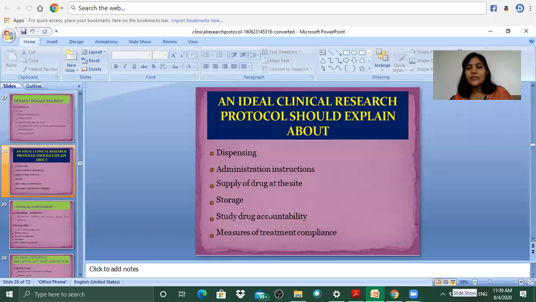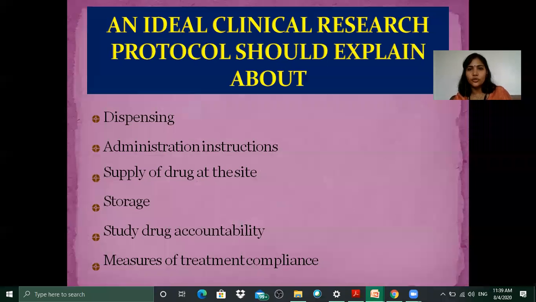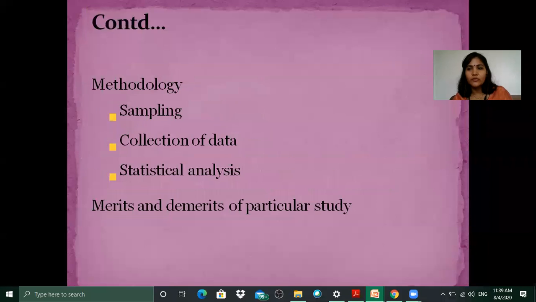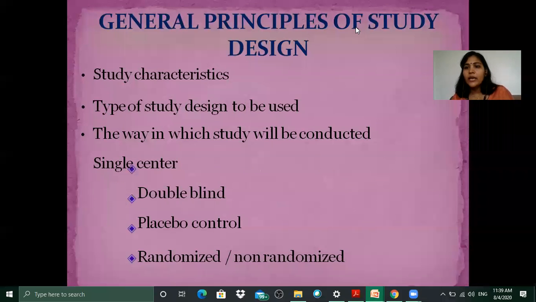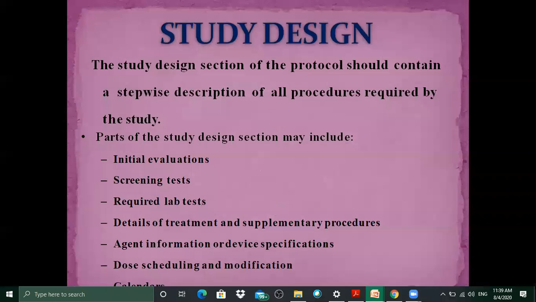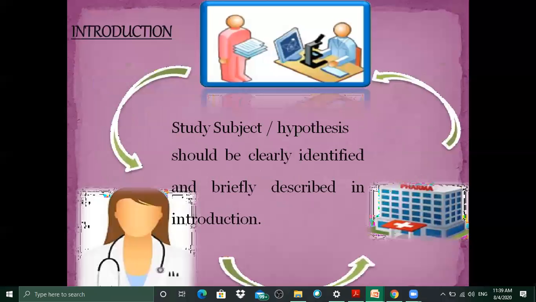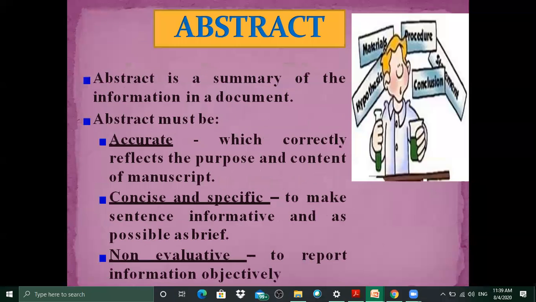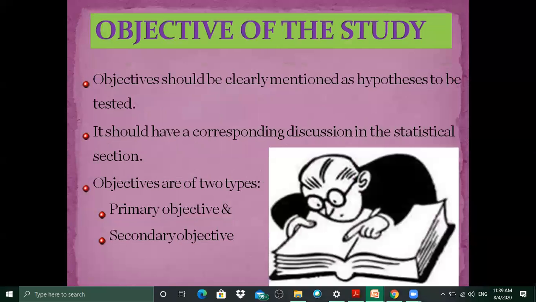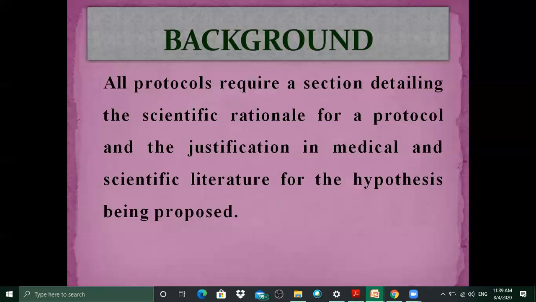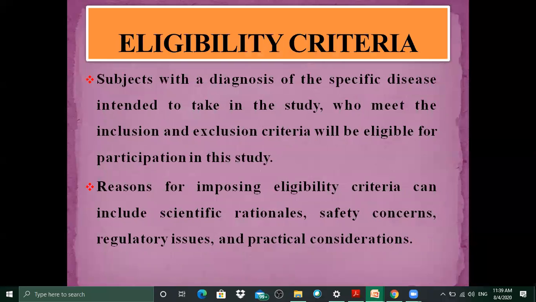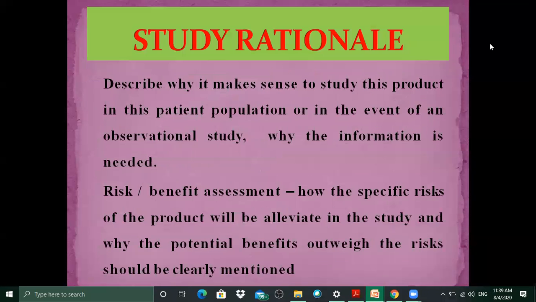Yesterday we were looking into the topic of what all protocol design content should be, what all it should include, and how exactly we are going to design a protocol depending on the kind of study we are going to do. We started with the introduction part: your protocol should have an introduction, an abstract, then an objective of the study, a background, and then a study rationale. Oh yeah, we were supposed to learn about the study rationale.